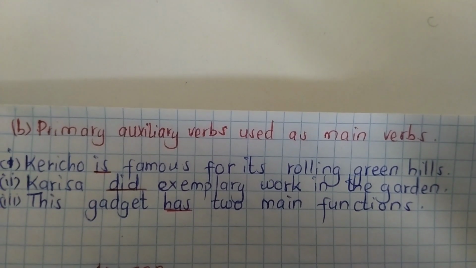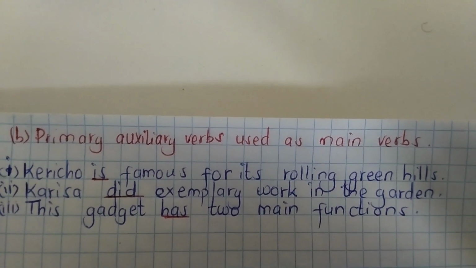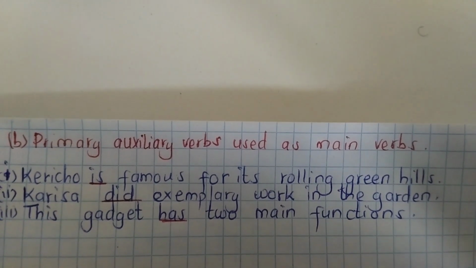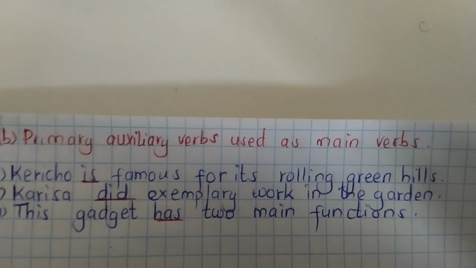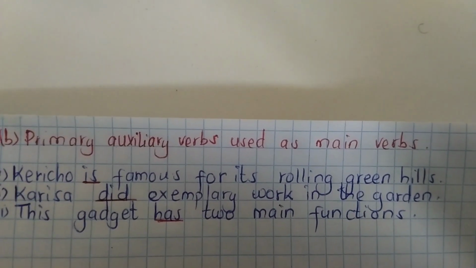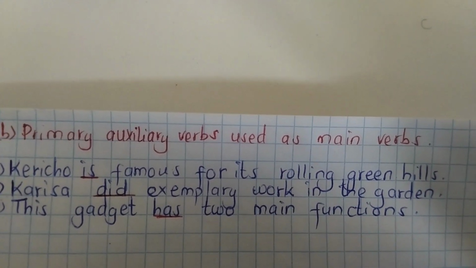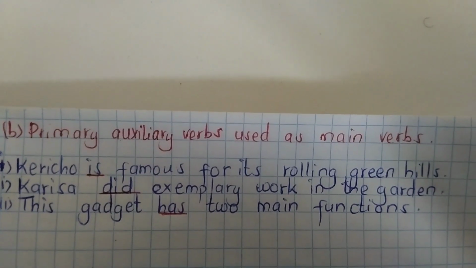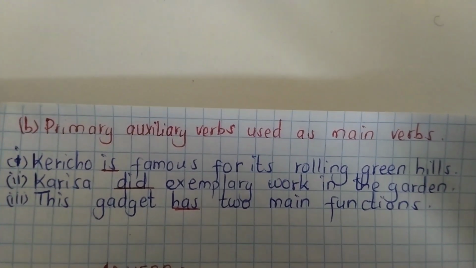Carissa did exemplary work in the garden. Did has been used as the main verb because there is no other verb there. This gadget has two main functions. Has is used as the main verb. So that's it for today.